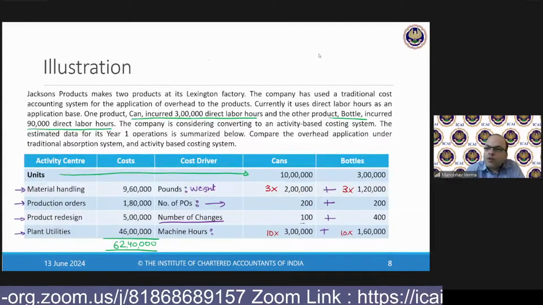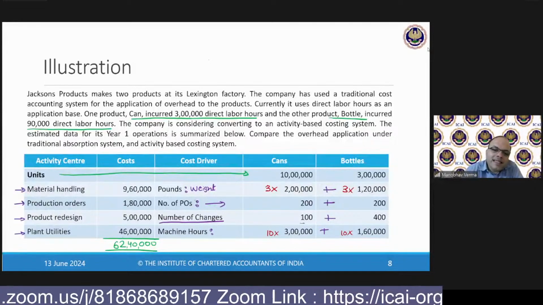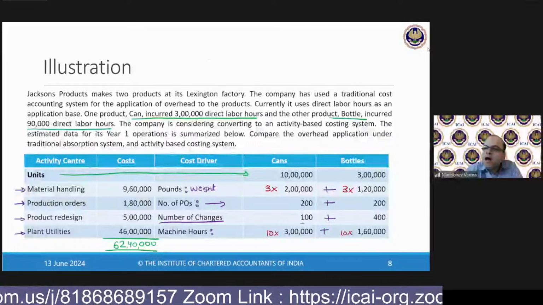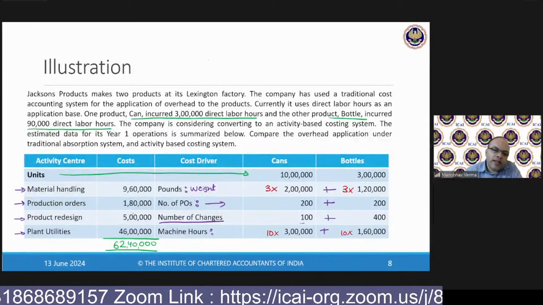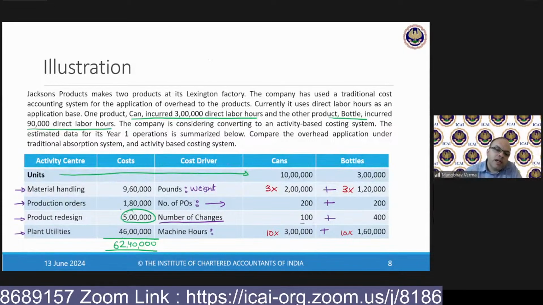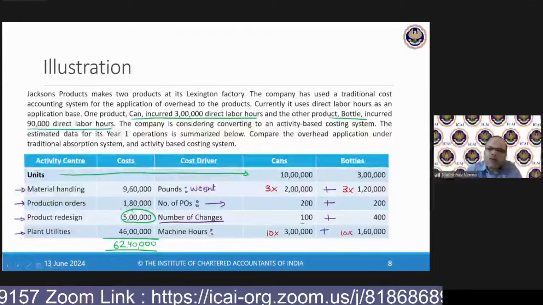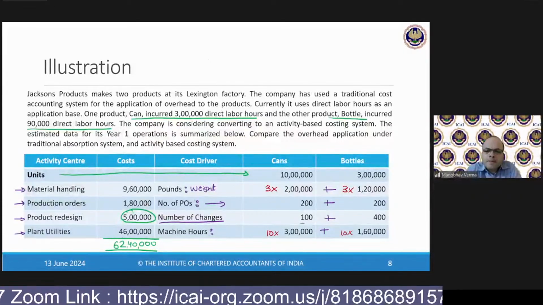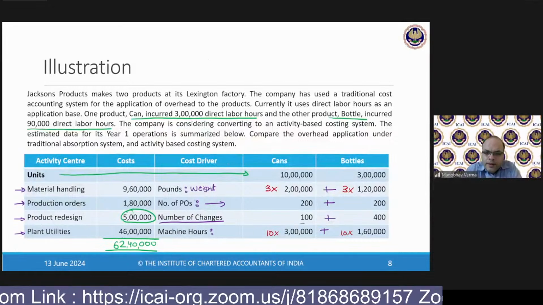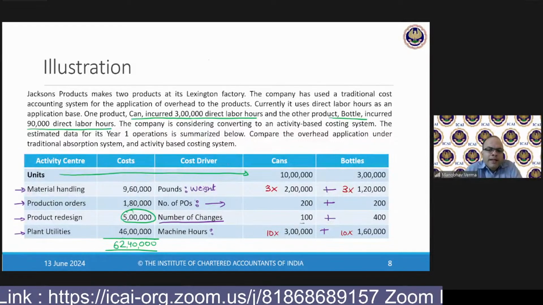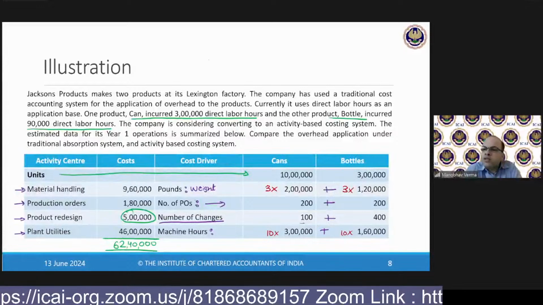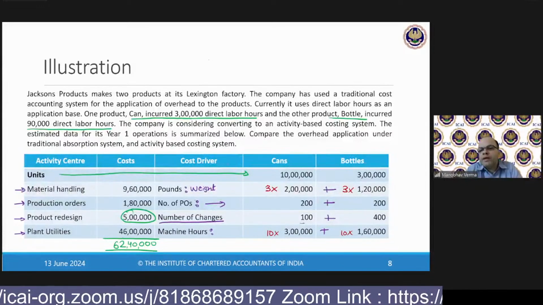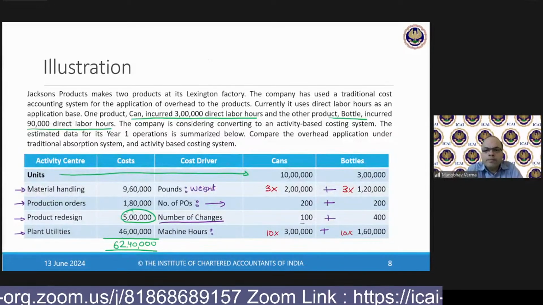I think one of the good answers here would be the product redesign. Earlier 5 lakhs were allocated purely based on the volume, but now we are allocating more of the redesign cost to the bottles here. Yes, can you see that? Because my ratio or my drivers were 100 and 400 here. So 80% cost is actually going to the bottles rather than distributing the cost based on the simple volume.